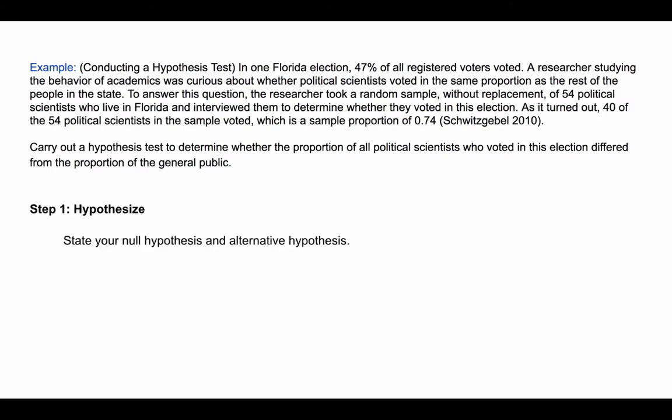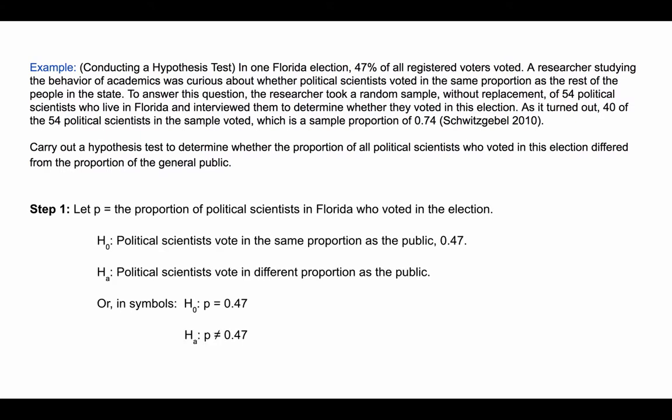Okay, so step 1 is to hypothesize. What does that mean? It means state your null hypothesis and alternative hypothesis. In this case, our null hypothesis is that the political scientists vote in the same proportion as the public, or at a rate of 0.47.